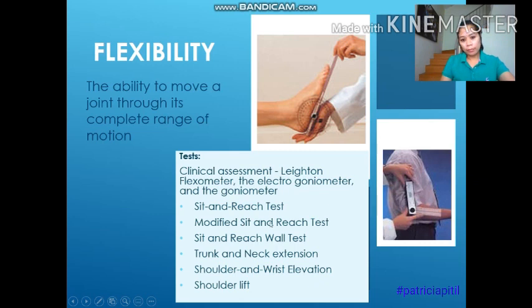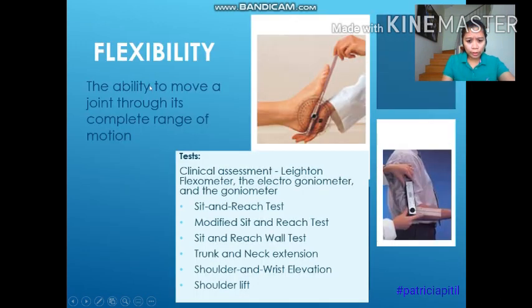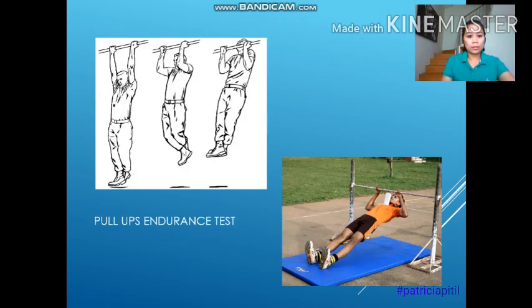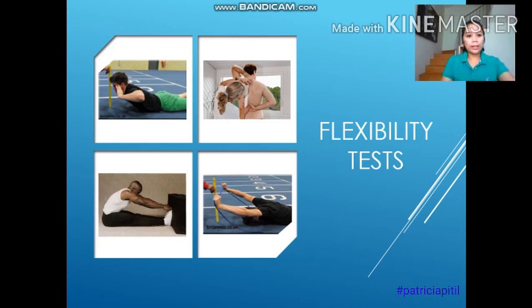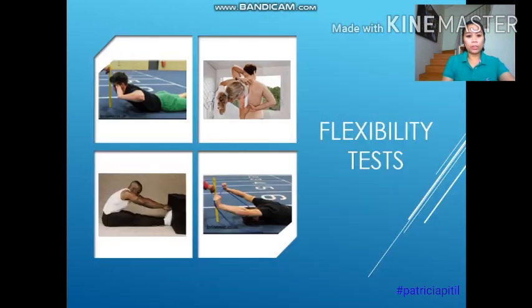Okay, and very convenient to us, the sit and reach test and the sit and reach wall test. We are familiar with the first one. Okay, right. This is the flexibility test. This is to measure the previous one, shoulder and wrist elevation. Trunk and neck elevation. This one, trunk and neck elevated. So the figure is the value that will be measured and obtained. Okay, and the same goes for this, the shoulder and wrist elevation.